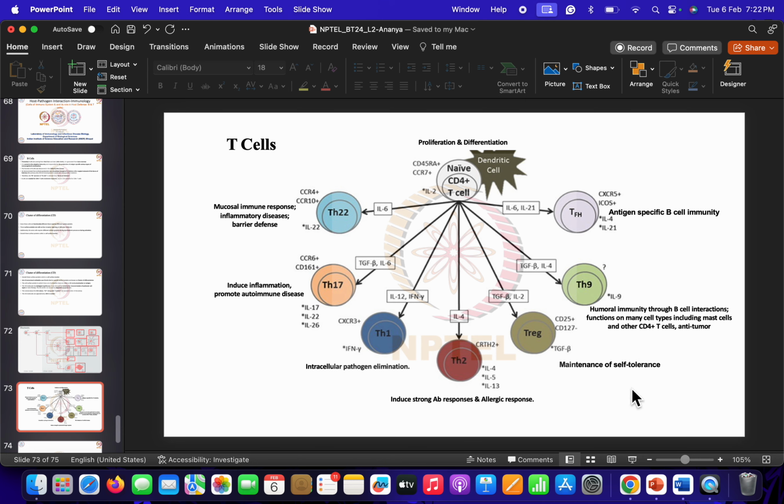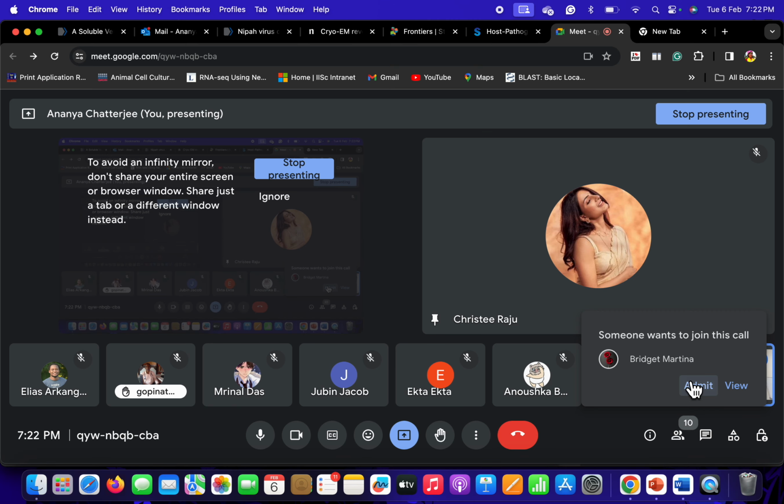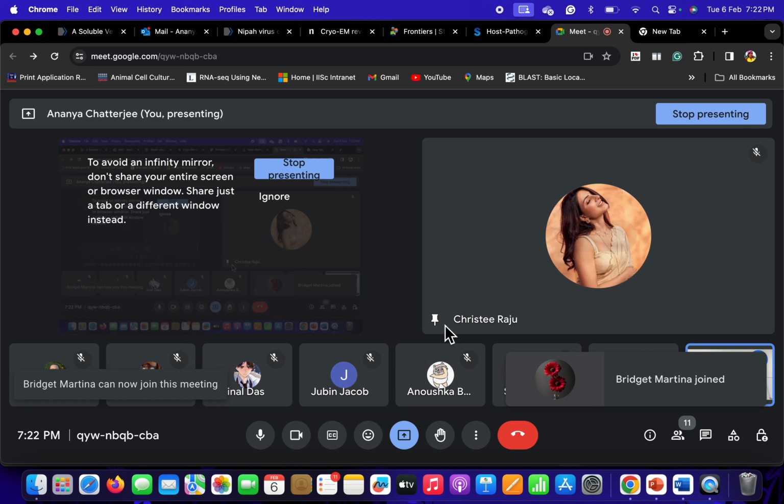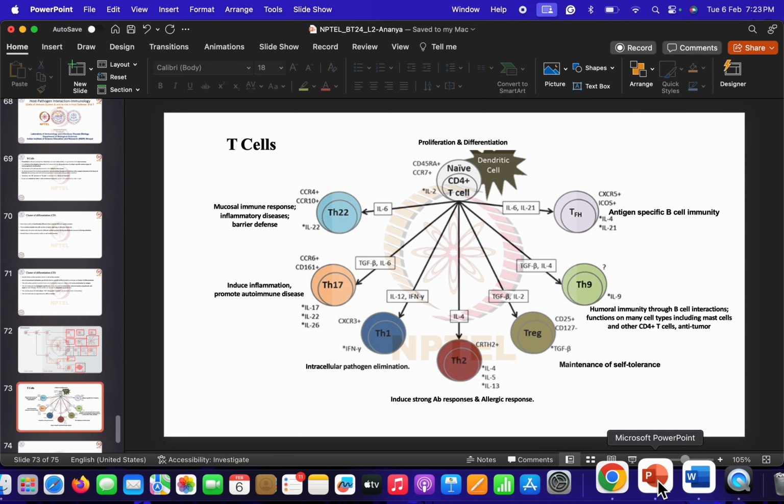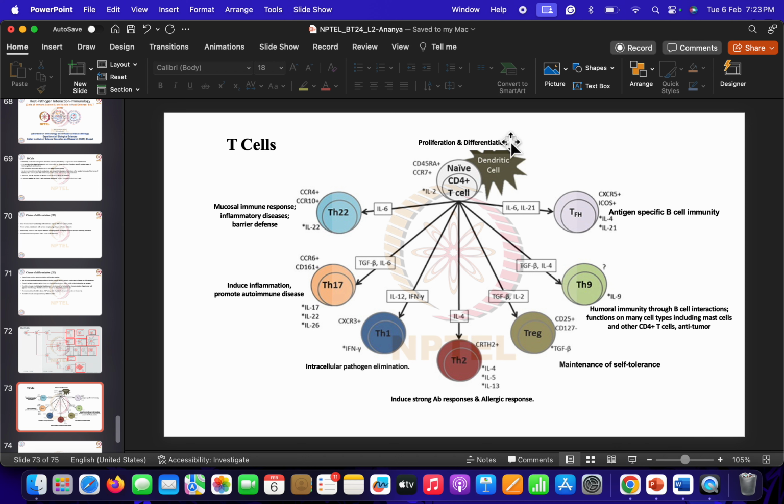Here you can see proliferation and differentiation of the naive CD4 plus T cell. It can be differentiated into T helper 22, T helper 17, TH1, TH2, T regulatory cell, TH9, TFH. Okay, and different cytokines play an important role in this differentiation.